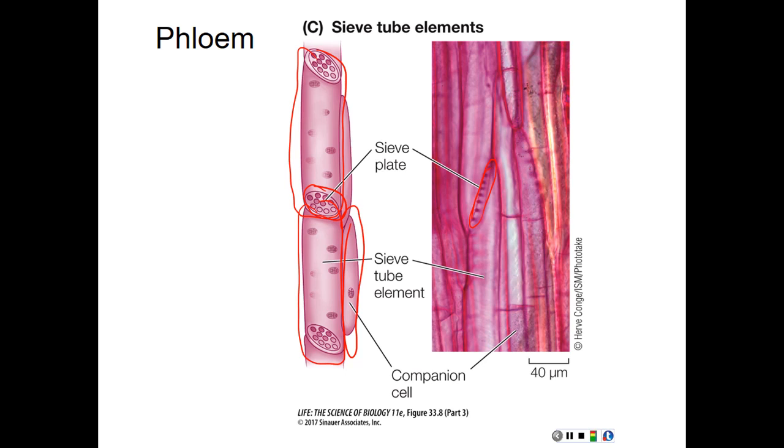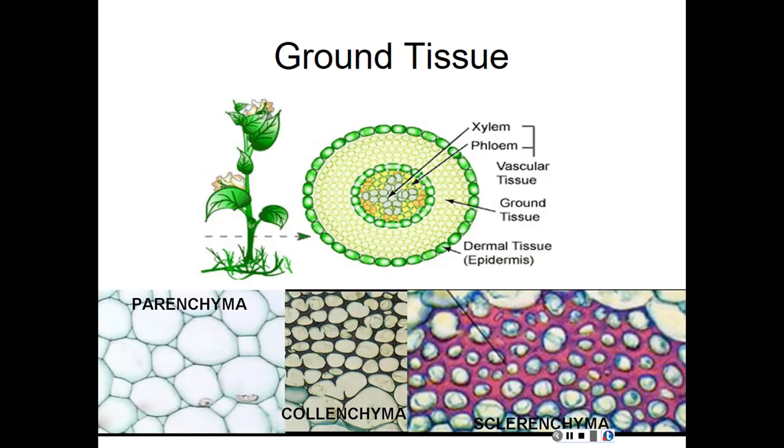It has all of its organelles, and it can produce all of the proteins and other cellular structures that this sieve tube element needs to remain alive. So it doesn't have to worry about it. It can just do the job of basically being a hollow tube.